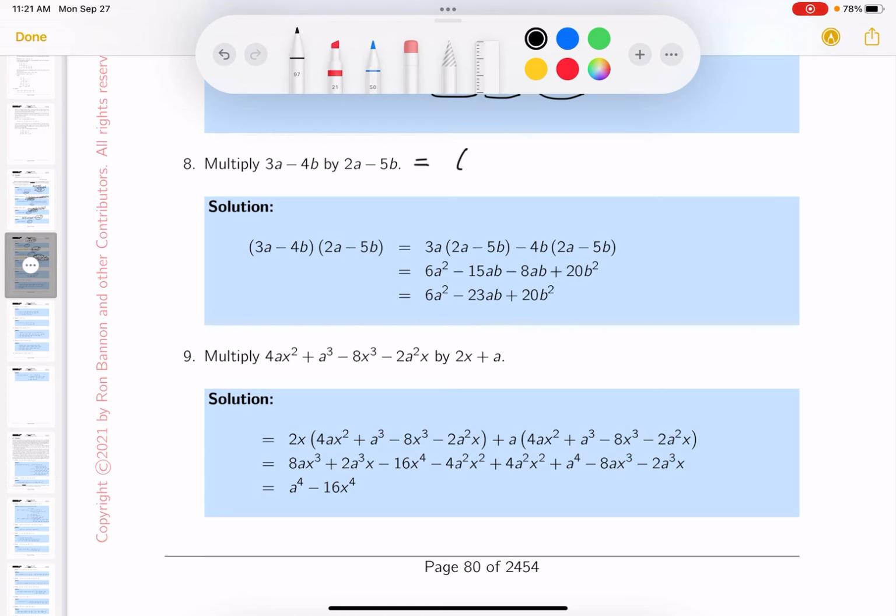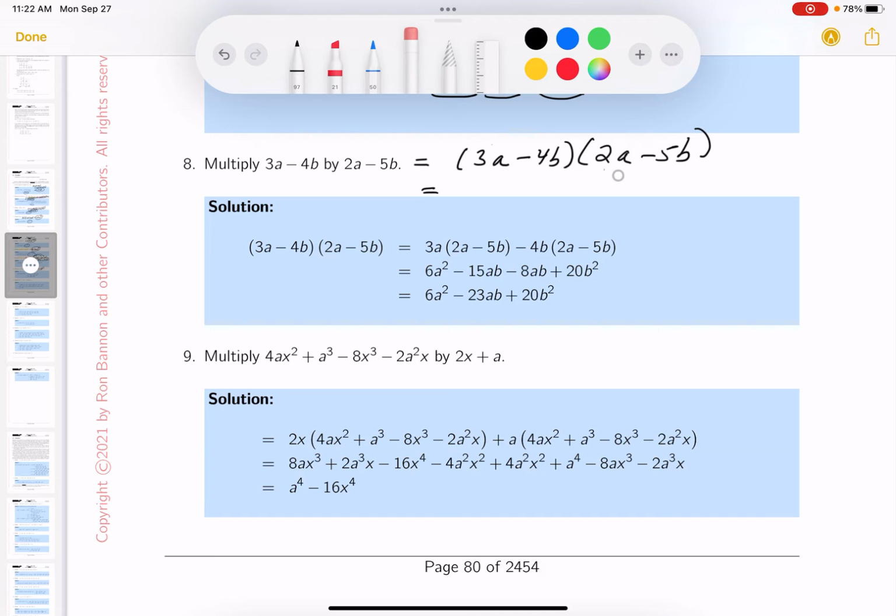This is a binomial, 3a minus 4b, times a binomial, which is 2a minus 5b. I'm going to multiply. Now, I'm going to do that. It's this 3a distributed across those 2 terms. Sorry, I forgot to close the parentheses. And then this term here distributed across these 2 terms. All right? I'm going to erase the arrows because I really don't like writing them down. But I do know some students like to put arrows in and tell you what they're doing. You don't have to.